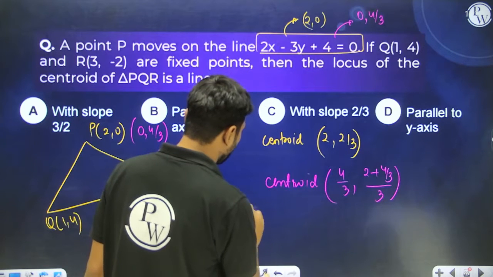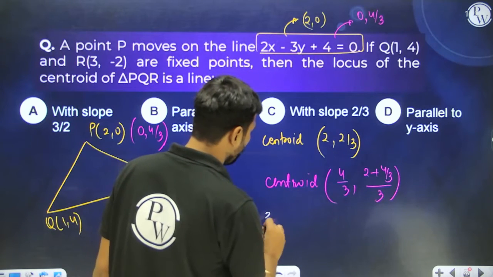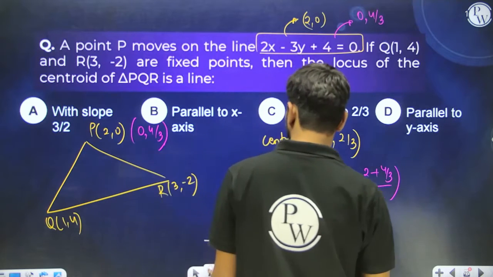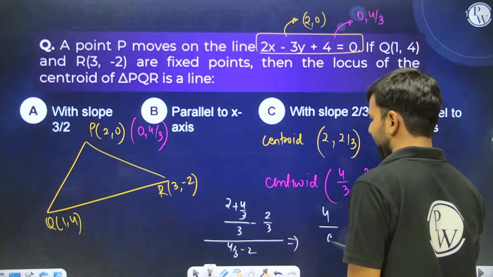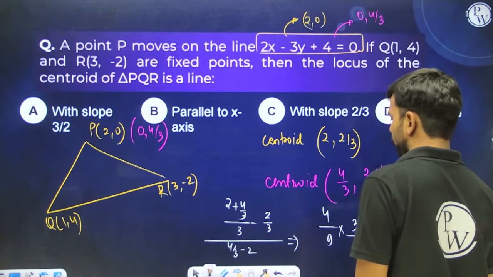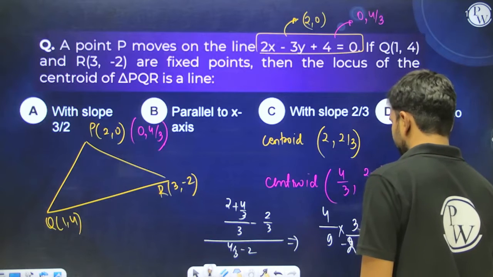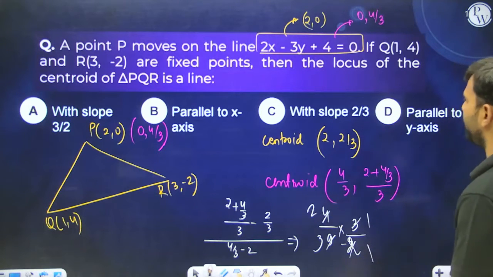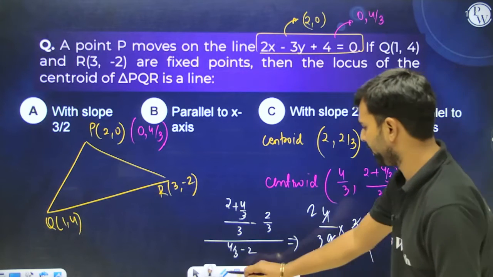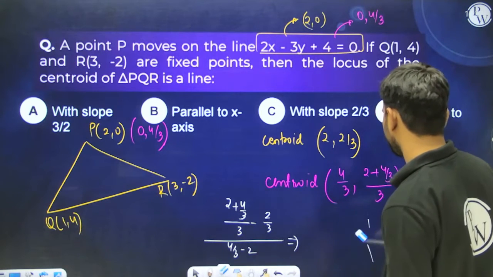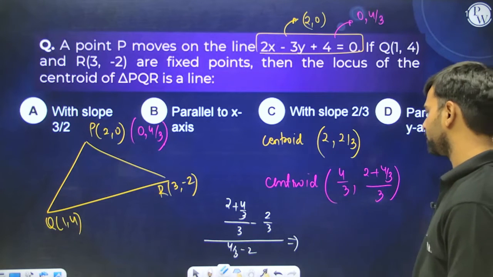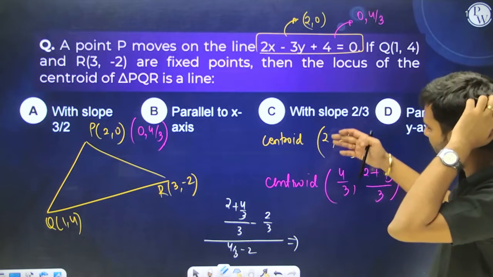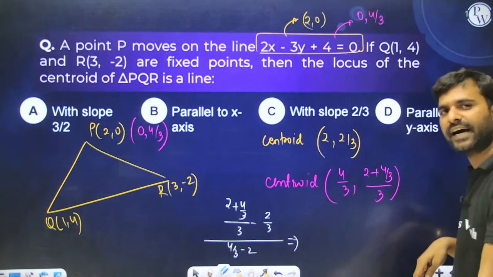So (2 plus 4 by 3) by 3 minus 2 by 3, divided by 4 by 3 minus 2, is what we're going to do. So over here, this is going to be 4 by 9 into 3 times of (4 minus 6), that is minus 2. So is minus 2 by 3 the slope coming, or anything else? Let's check it out. What is the slope coming? Let's find it out. And the moment you find out the slope of the line joining these 2 centroids, that has to be your answer.